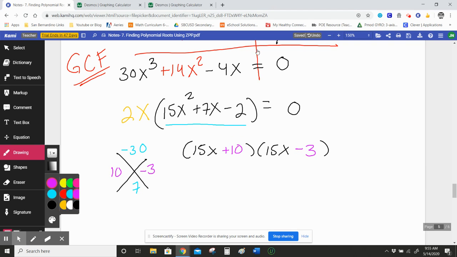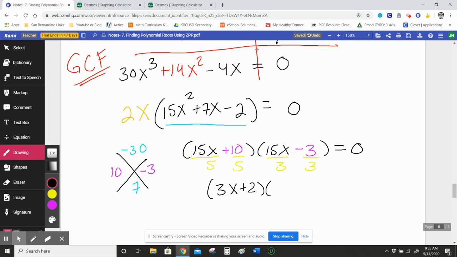And then don't forget you also had that 2x in the front, but we'll include that in a little bit. So figure out what you can divide both of them by. These are actually divisible, both of them by different numbers. The first one I can divide both of these numbers by the number 5, and the second one I can divide both of these numbers by the number 3. So when I do that, I get my actual factors, which are 3x plus 2 multiplied by 5x minus 1.